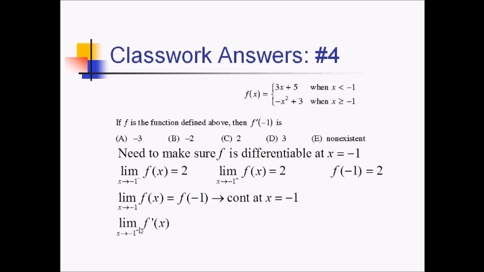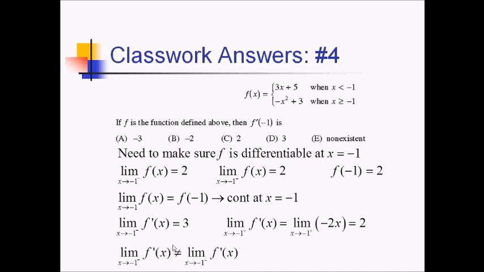So left side limit of f prime as x approaches -1, that's taking the derivative of this top rule here, which is 3. Right side limit of f prime, now we're taking the derivative of the bottom rule. So I want the limit as x approaches -1 of -2x, which is going to end up being 2. Since the left and the right side limits do not match for f prime, that means that we're not differentiable at x equals -1. So f prime of -1 doesn't exist. So choice E.